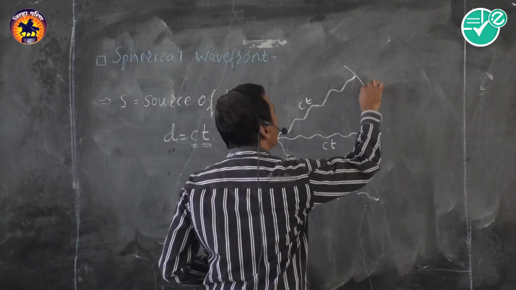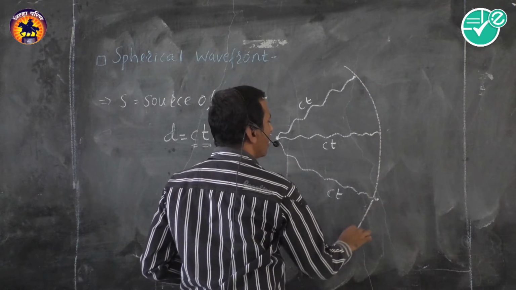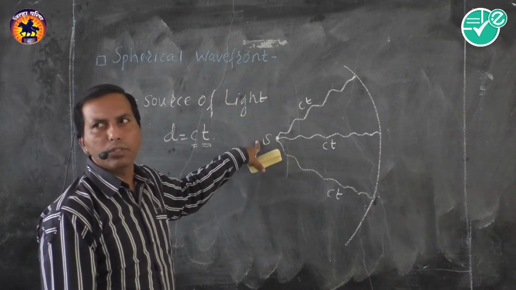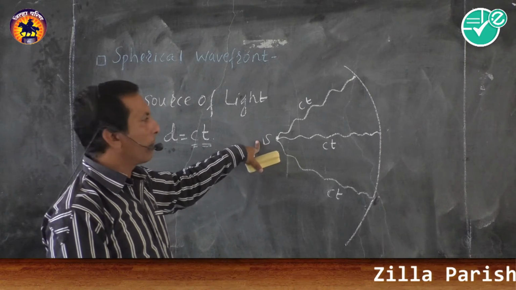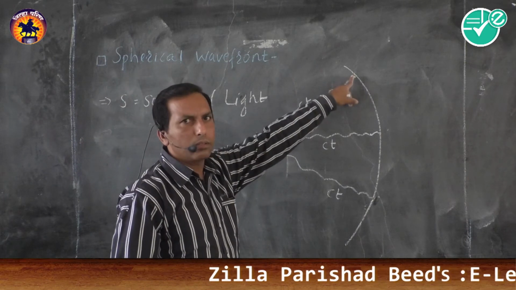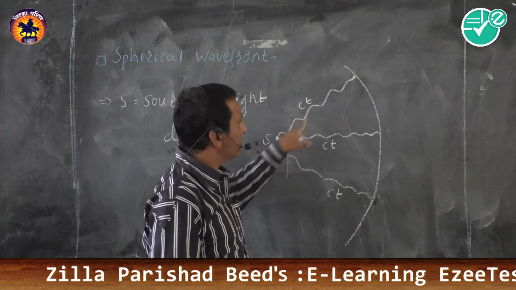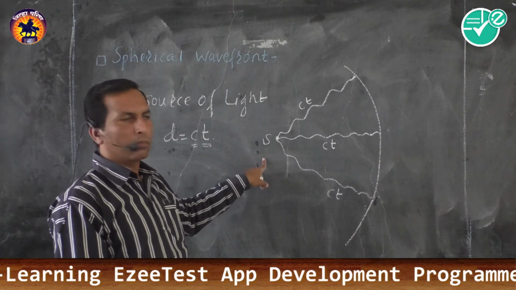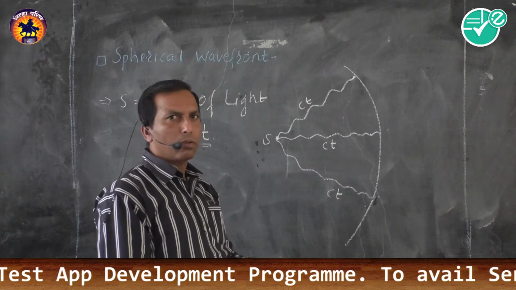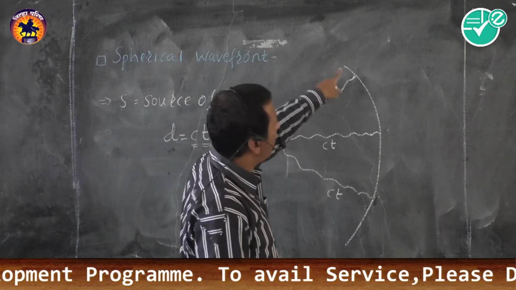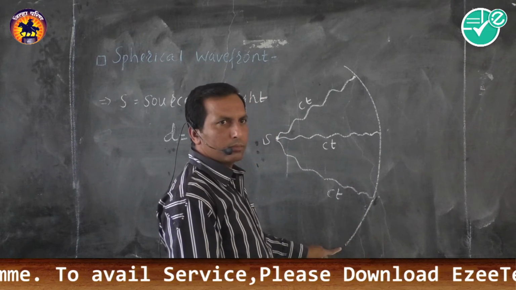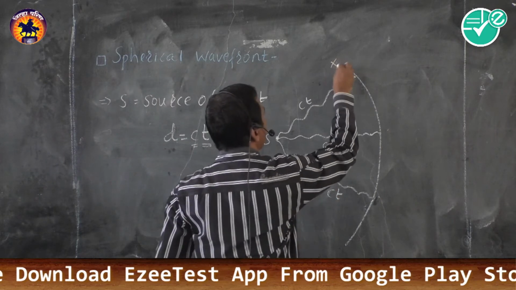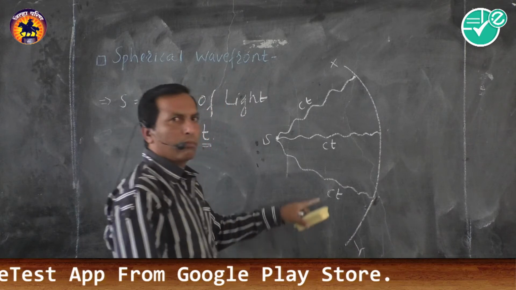Join all the points which are in the same phase and at the same distance from the source, that is, the primary source. According to Huygens' principle, the locus of all these points gives the position of the next wavefront. Suppose it is XY. What is XY? XY is the wavefront.